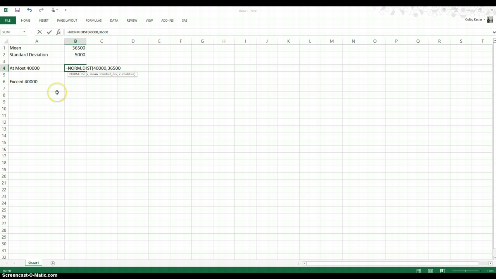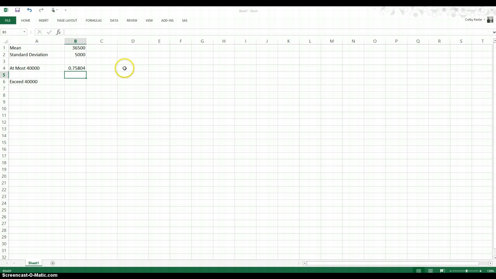So I'll enter that with a comma. The standard deviation, which was given as 5,000, and then comma. And then the cumulative here, since we want that it's at most 40,000, so it means it could be 40,000 or anything less, I'm going to enter true and close my parenthesis and hit enter. So I get 0.75804, that's the probability that the tire mileage is at most 40,000.